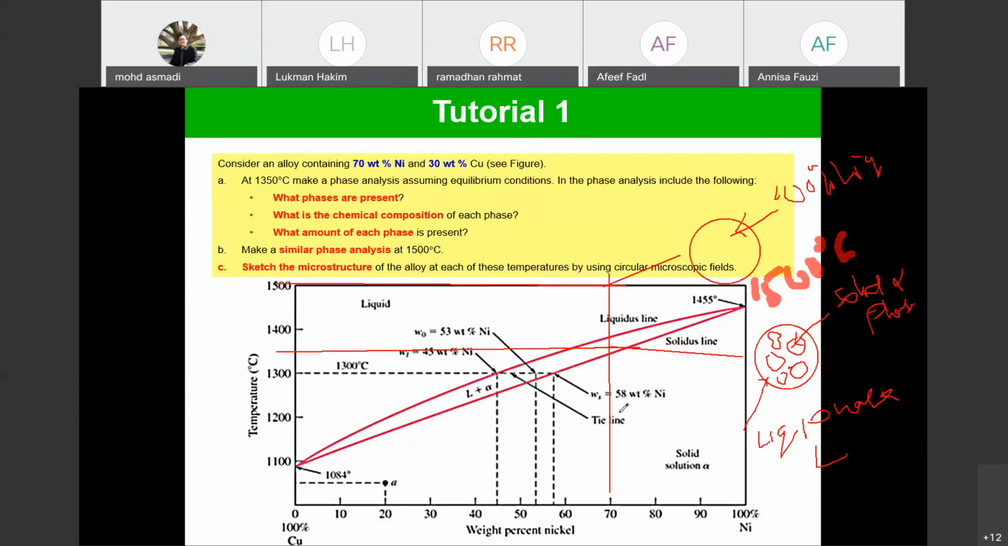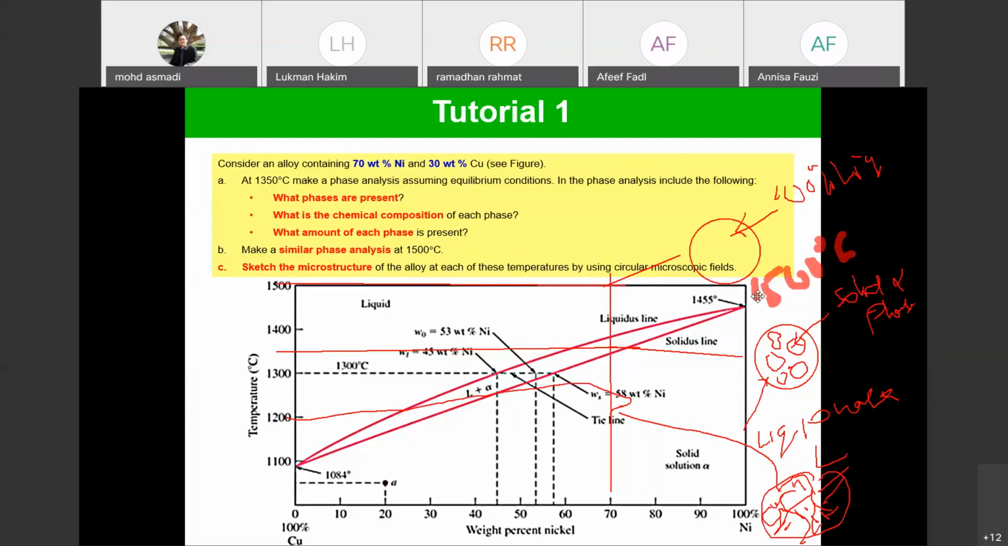How about this one? If we refer to the previous slide, it is going to be solid, solid, solid. 100% is solid. So you just draw something like this. Maybe you can shade all of this to differentiate. This is 100%, if the temperature is around 1,200. This is how you sketch the microstructure of the alloy.